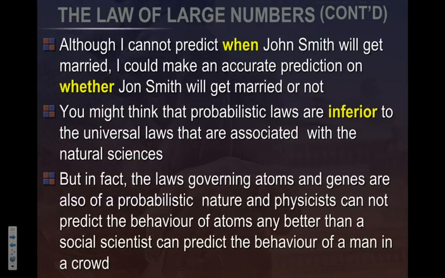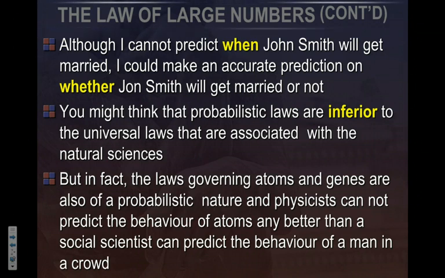So maybe I can't predict when John Smith is going to get married. I can't make an accurate prediction about that. But maybe I can make predictions about whether John Smith himself will get married or not. Are these probabilistic laws, however, just because of their probability nature, inferior to the laws that we associate with the natural sciences? Laws like gravity and laws of motion and things like that. Well, I think you would probably agree that they seem to be less accurate than some of the laws you learn in a physics class.